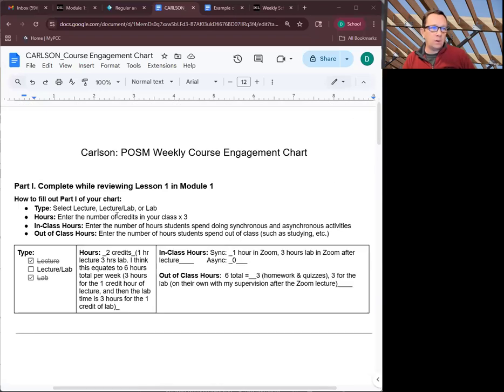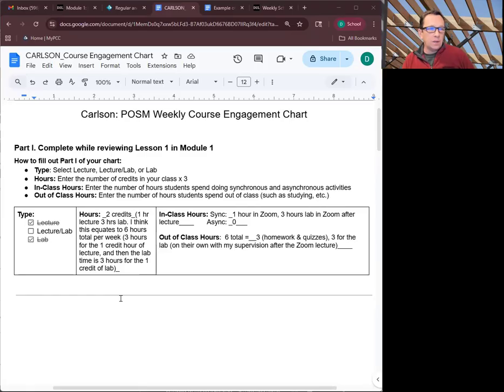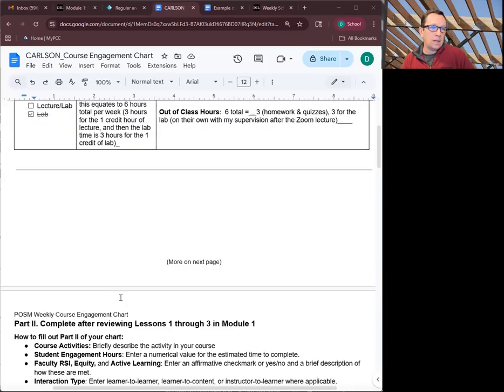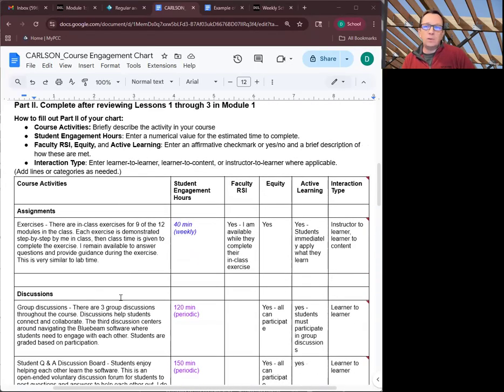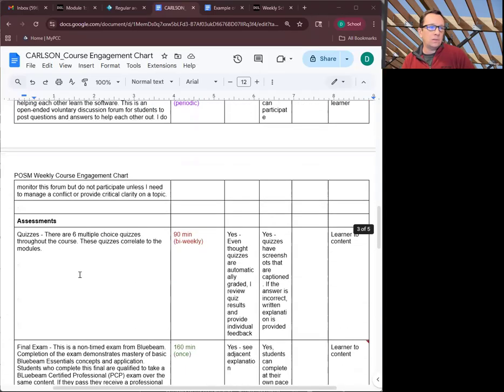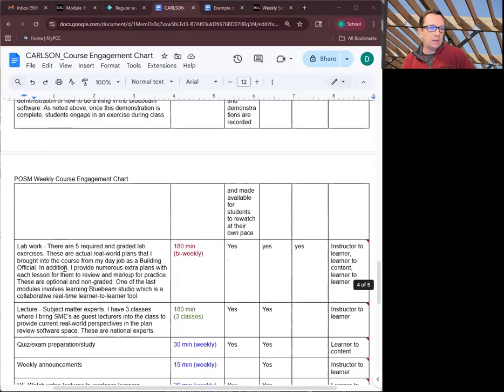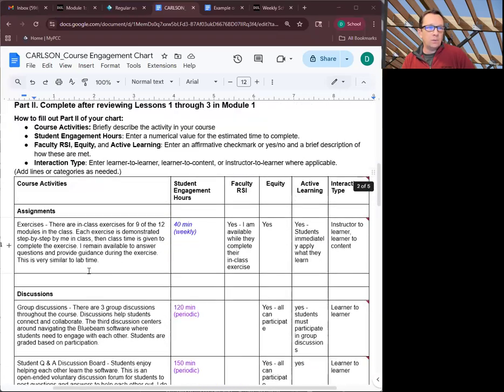Next, we move into the chart. So I'm going to go ahead and do a screen share here. And in this chart, we have this part one where it talks about the type of class that it is. Mine is a lecture lab, and it's 2 credit hours, 1 hour of lecture and 3 hours of lab. So that equates to about 6 hours of activity time per week for this particular class for the students. Under part two, I get into assignments, discussions, assessments, and then other activities. So I've outlined all of those.